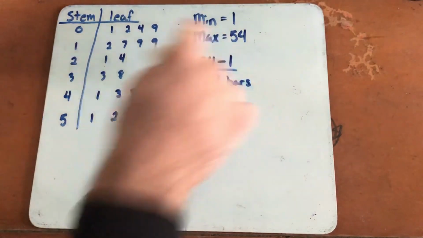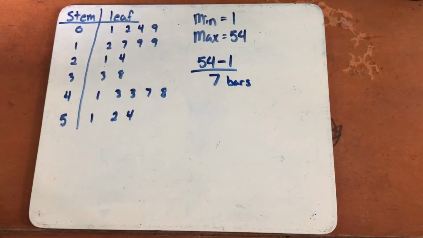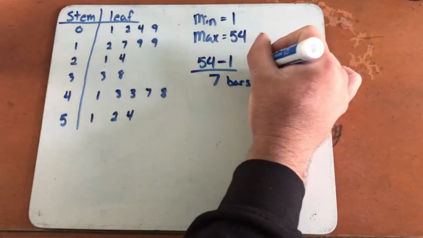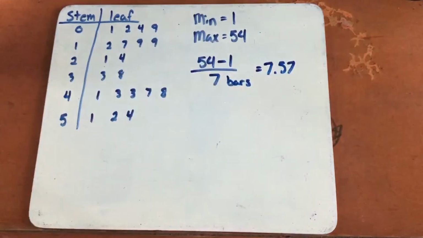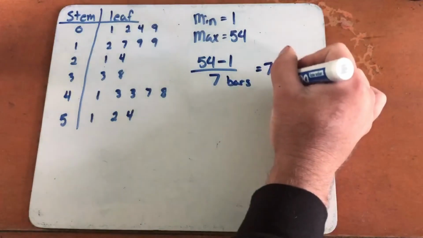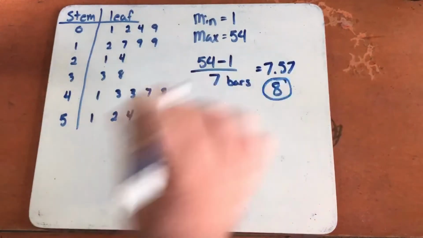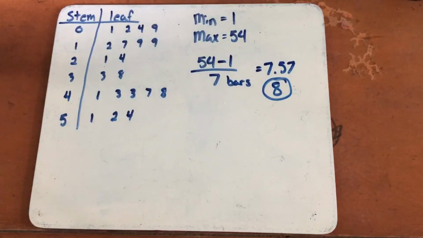All right, so when I do 54 minus 1, that's 53. 53 divided by 7 is approximately 7.57, I believe. All right, and so what we do is, if I have a decimal, I'm just going to round up. I don't want to use decimals, and so this gives me a general idea that if I use a range of 8, that's going to give me about 7 bars.